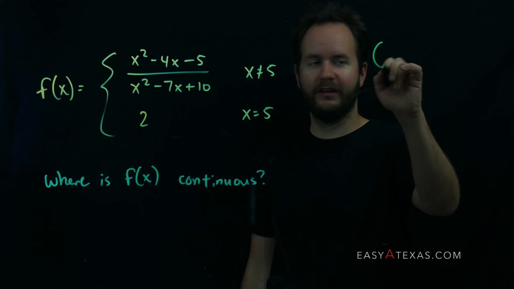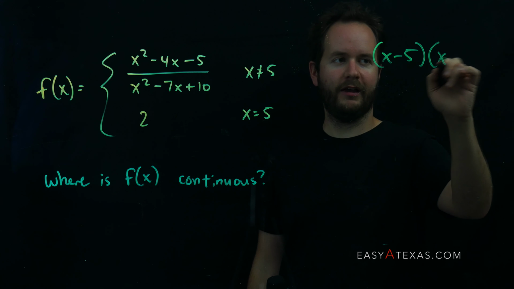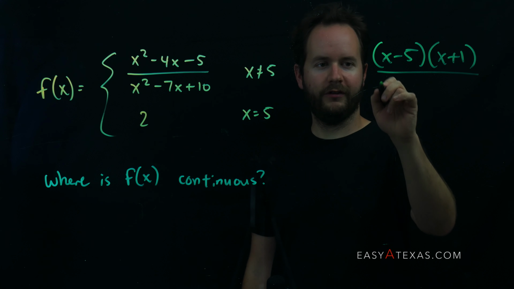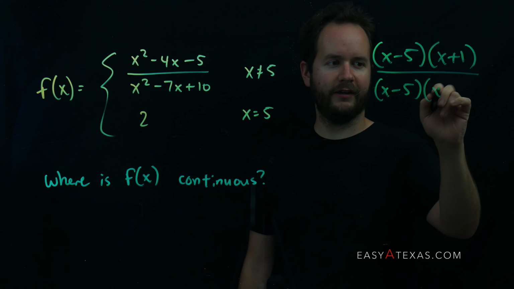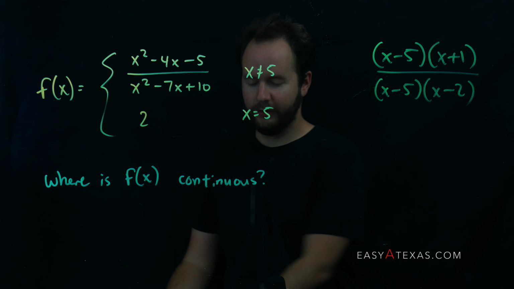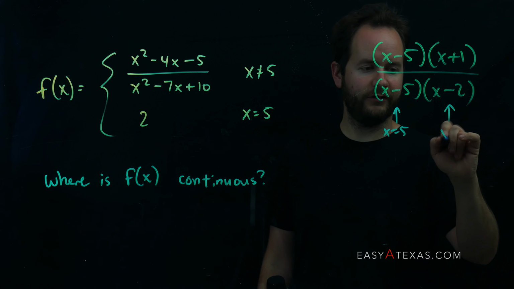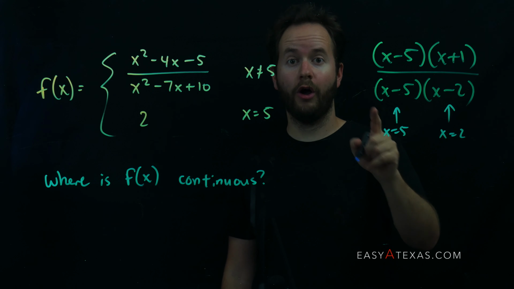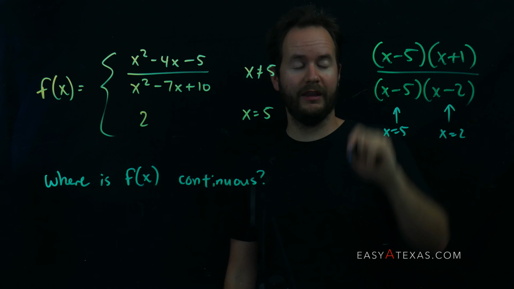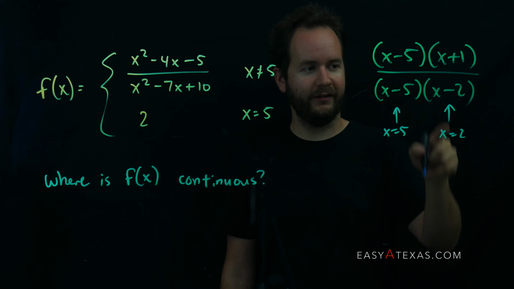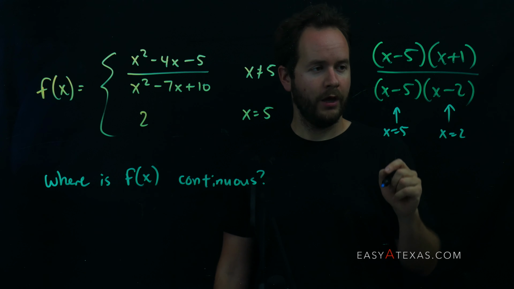So I'm going to factor the top, that's going to be x minus 5 times x plus 1. The denominator factors into x minus 5 times x minus 2. So we have two discontinuities here. We have a discontinuity at x equals 5, and we have a discontinuity at x equals 2. This one's a hole because x minus 5 exists in the top and the bottom, and this is a vertical asymptote because x equals 2 exists only in the bottom.